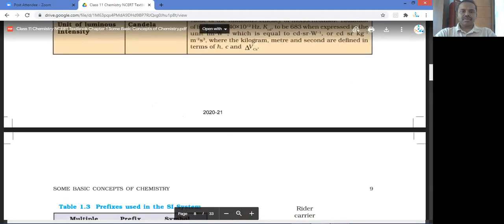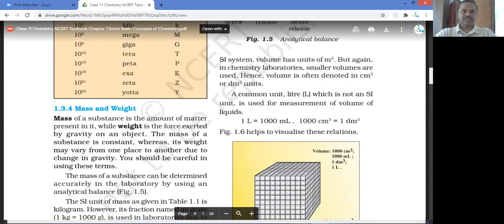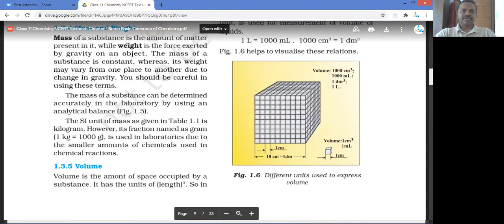Mass and weight. The mass of a substance is the amount of matter present in it, while weight is the force exerted by gravity on an object. This is a very important concept to remember. This is another place where mistakes frequently occur. Weight is the force exerted by gravity on an object.